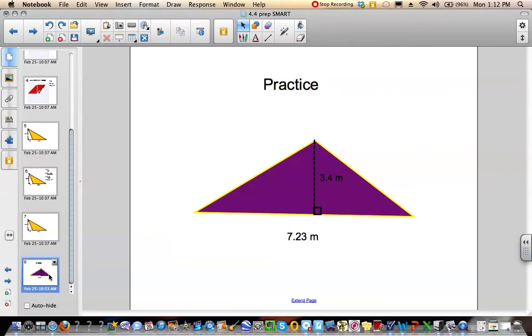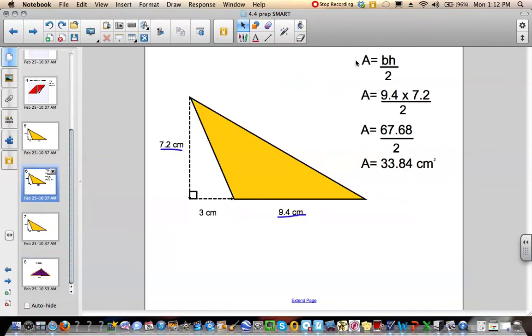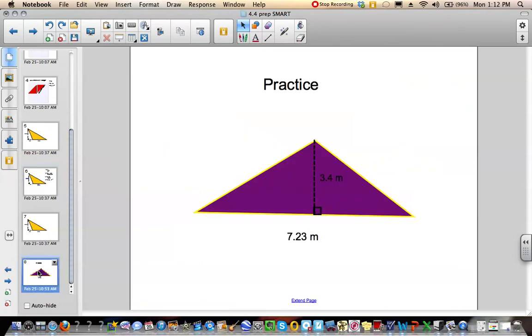Now, for practice, here's a triangle. You have a base and you have a height. Using the formula that we came up with here, area equals base times height, divide that answer by 2, I would like you to find the area of the purple triangle. Bring your answer to class, and we'll check it together.